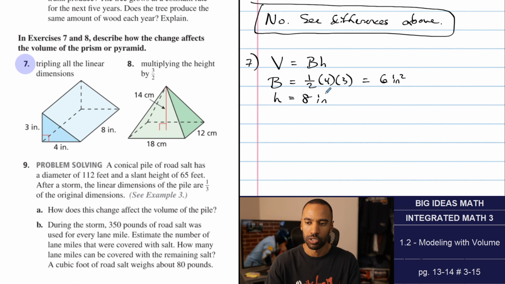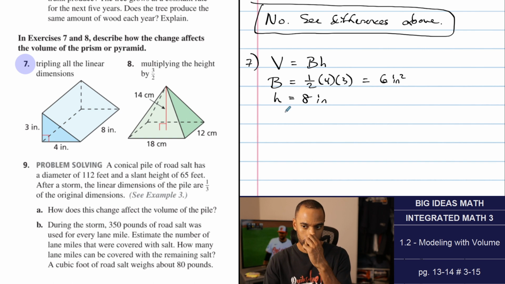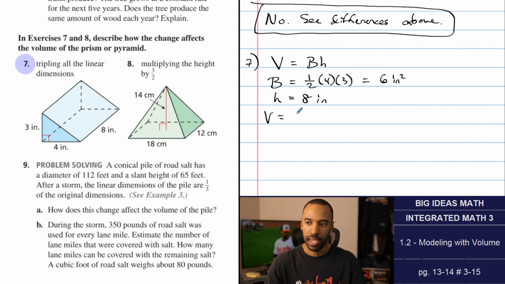It's the distance between your two triangles. So the volume of this guy is going to be area of base, 6, times height, 8, which is 48 cubic inches. And that's the original volume here. I'll just call it volume 1. Volume 1, area of base 1, height 1, volume 1, etc.